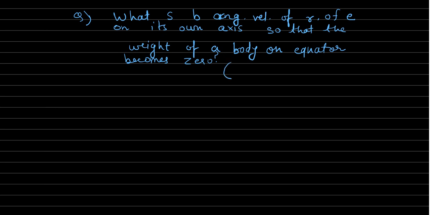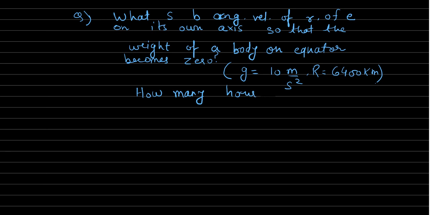Now it is given that small g is 10, obviously you know the unit. Radius of Earth is 6400 kilometer. And the next sub question is how many hours will then make a day? This is the sub question. So this is the second question. First was to find the angular velocity.